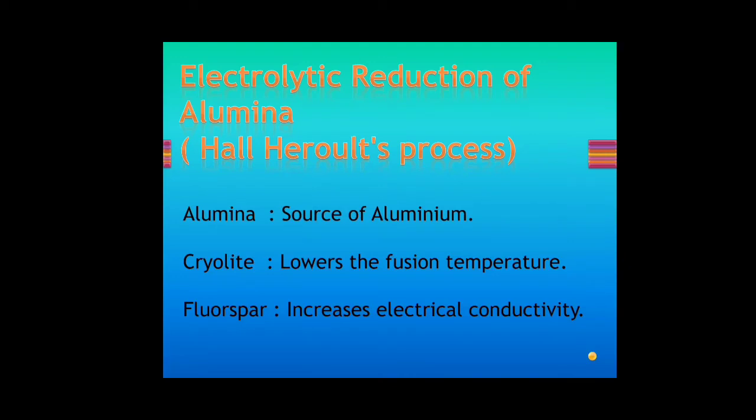We also have fluorspar, which is used to increase the electrical conductivity. Like we have finished the chapter on electrolysis, so we know whenever an electrolysis process is going on, we need some electrolyte. And the electrolyte is required for electrical conductivity. And fluorspar is used for electrical conductivity.